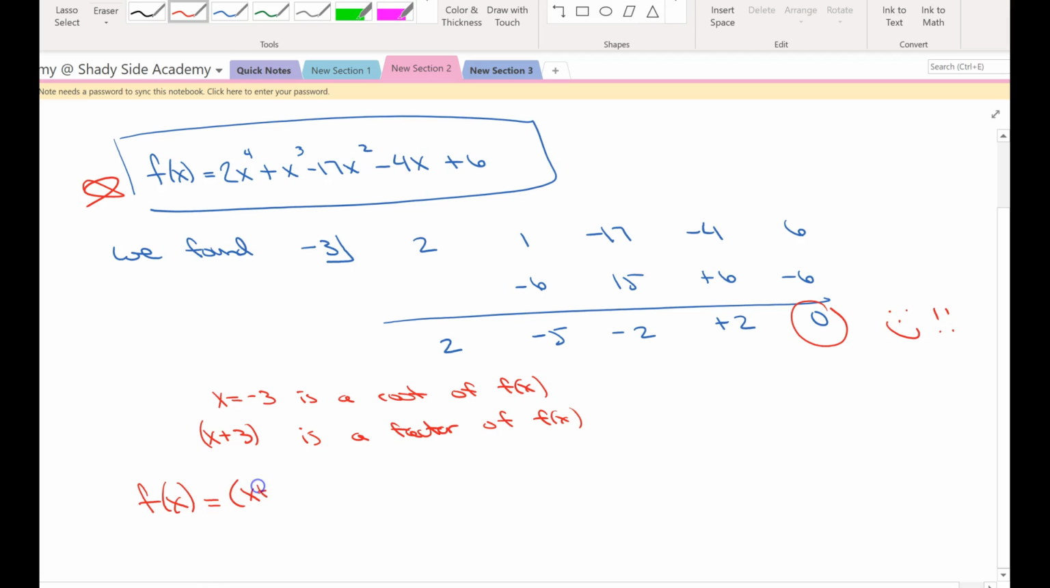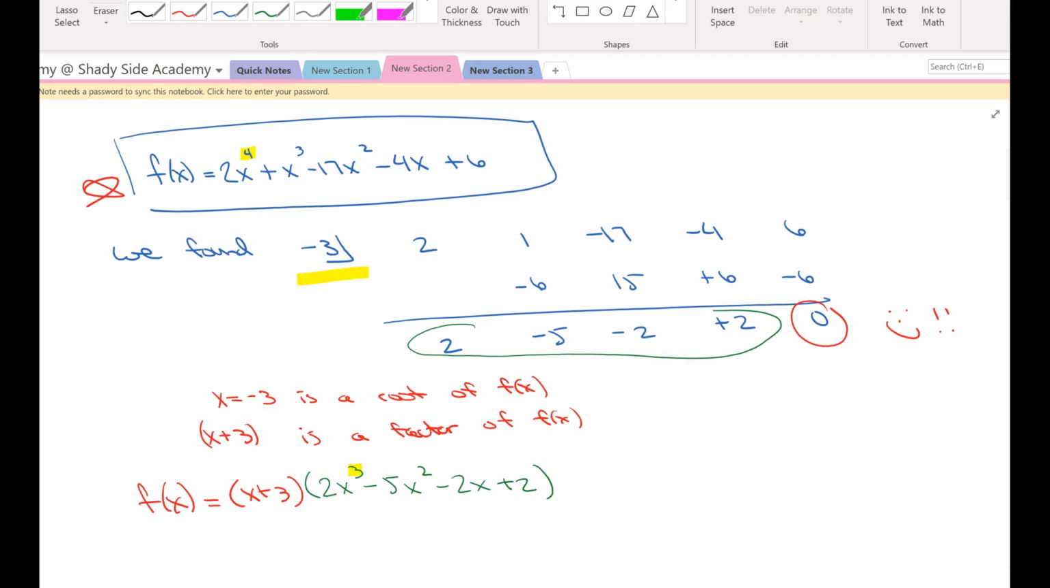I know now x plus 3 is a factor, and then I'm going to grab these coefficients here. The other factor is 2x cubed minus 5x squared minus 2x plus 2. And again, why is this cubed? Well, because the original function was degree 4, and when I take a degree 4 and divide it once by synthetic, down here we've got a degree 3, the result. All right, so now here's where we are.